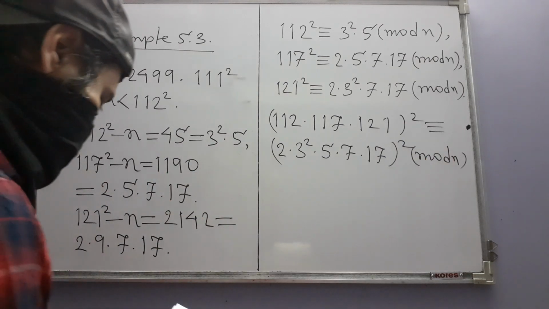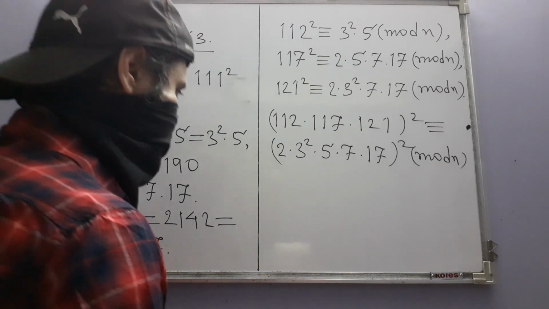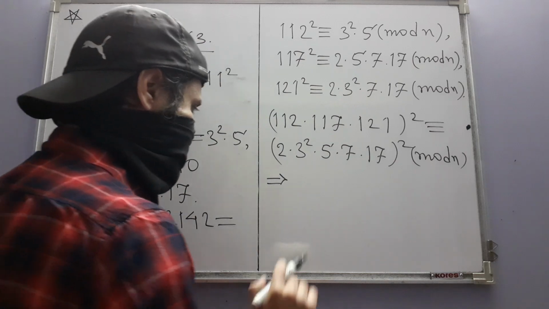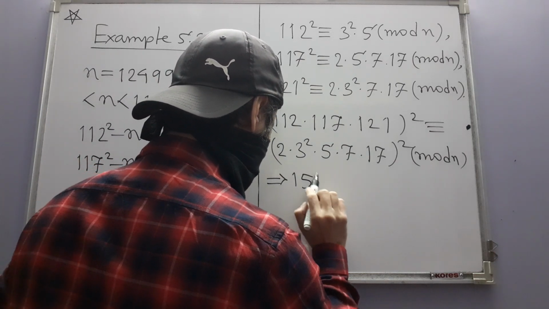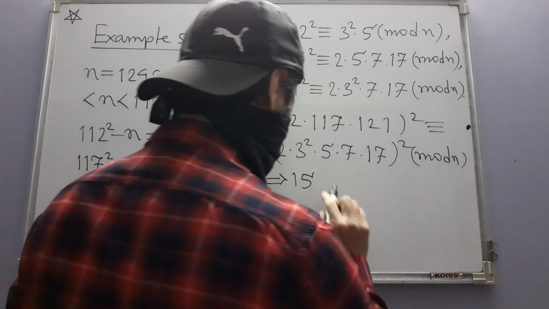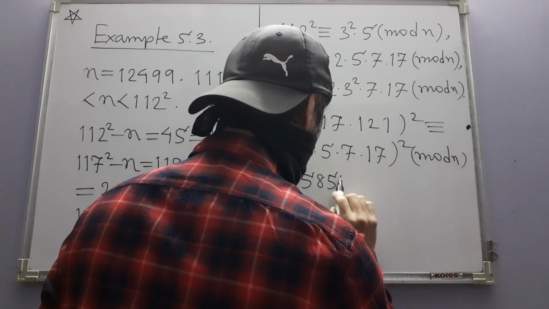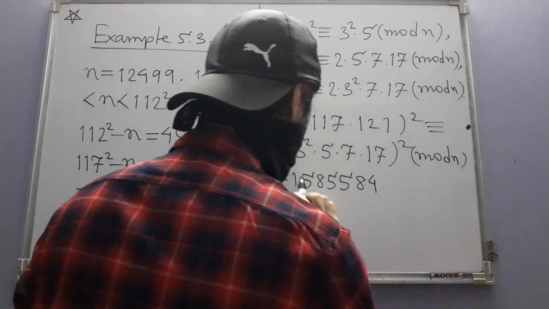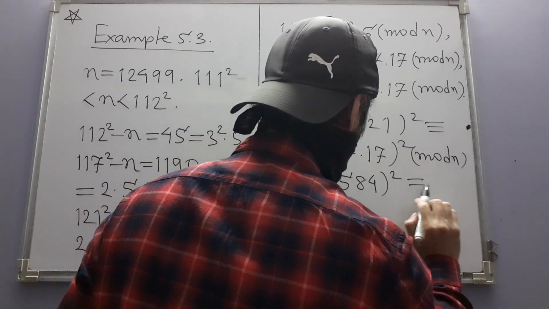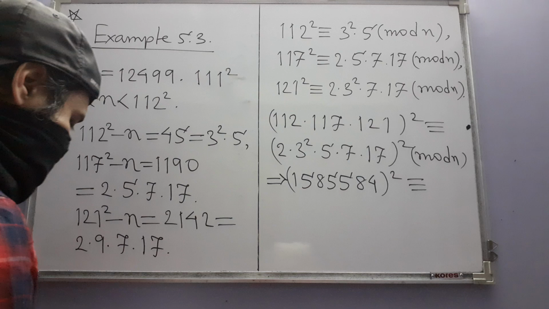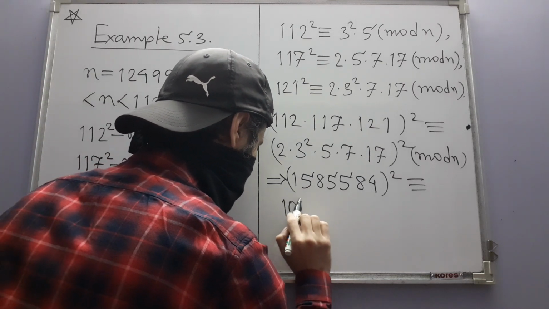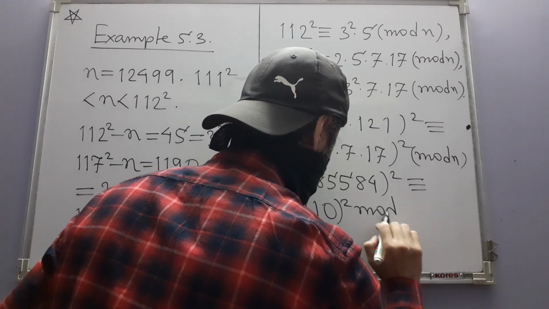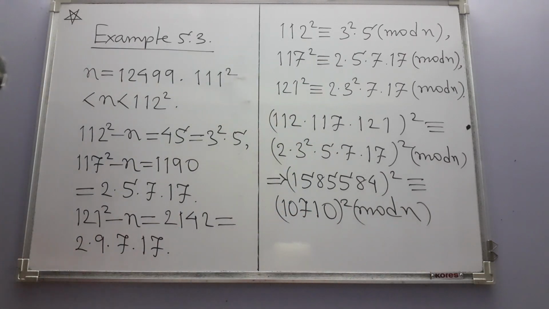Okay, now how can we reduce this? Because this is very large. The left one is 1585584. And the right one is 10710 modulo n.